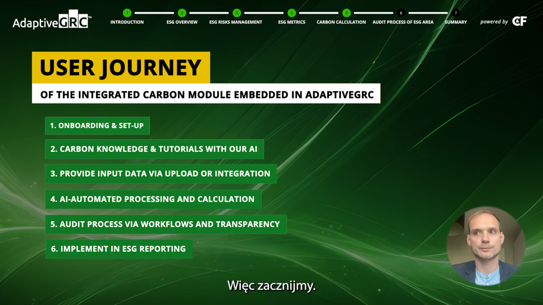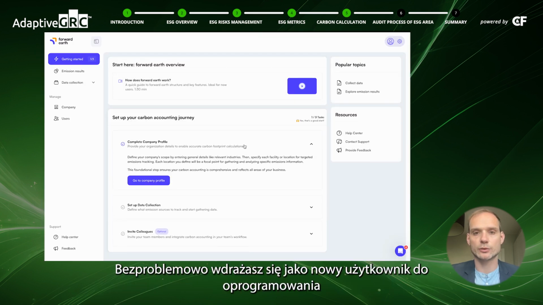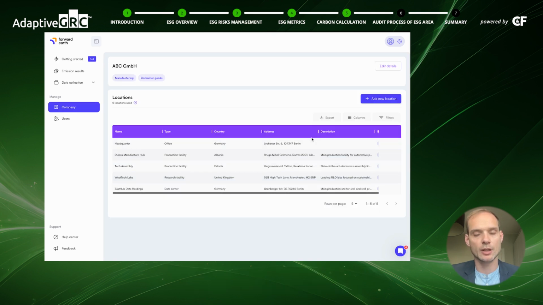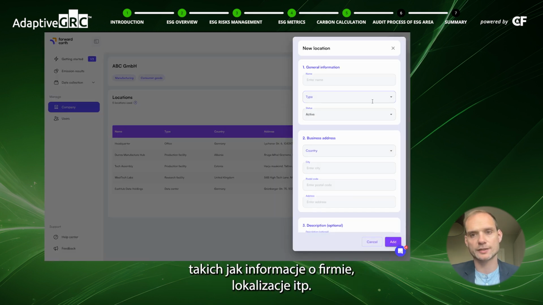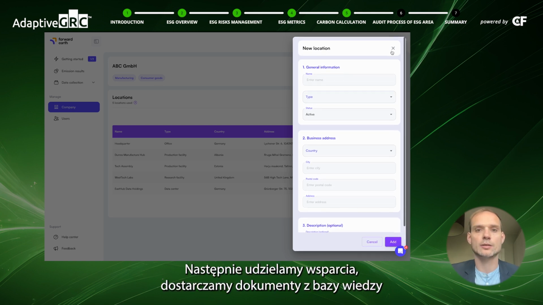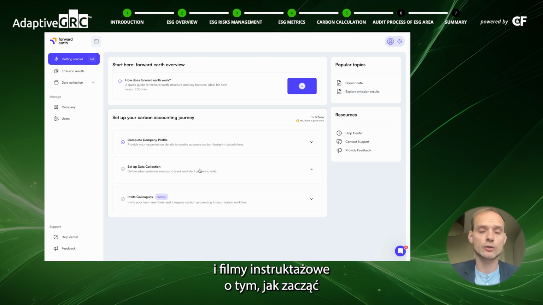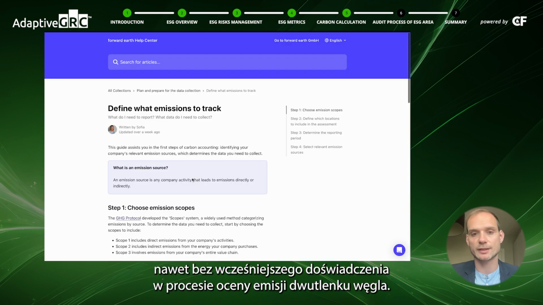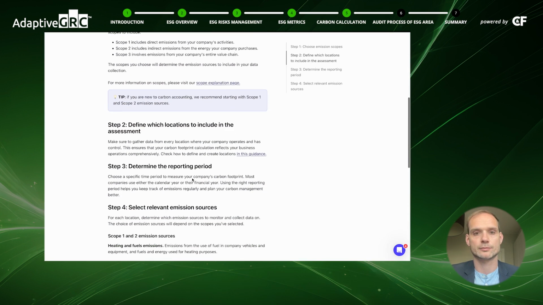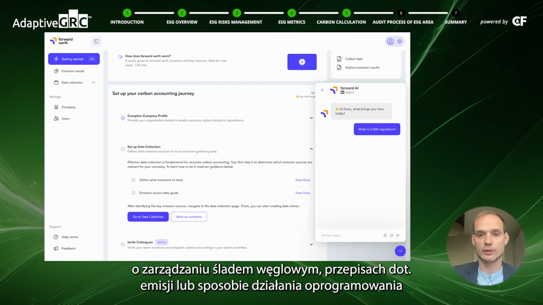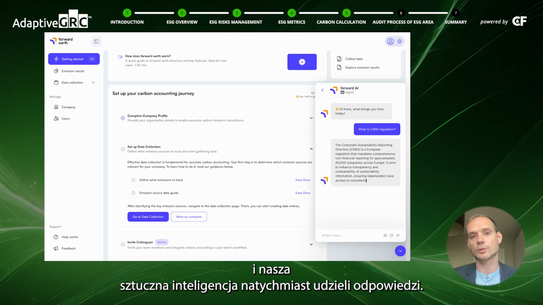So let's get started. You onboard seamlessly into the software and we set up the module based on the data already stored in AdaptiveGRC, such as company information, locations, etc. Then we provide guidance, knowledge documents, and instruction videos on how to get started even with no previous experience in carbon management. We also provide an AI-based chatbot that you can ask all relevant questions about carbon management, carbon regulation, or how the software works, and our AI provides you responses immediately.